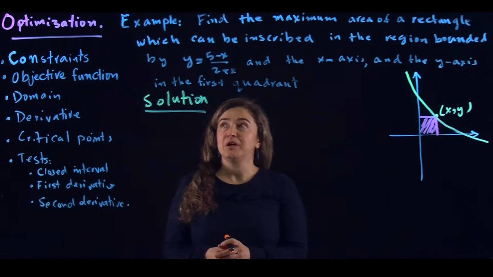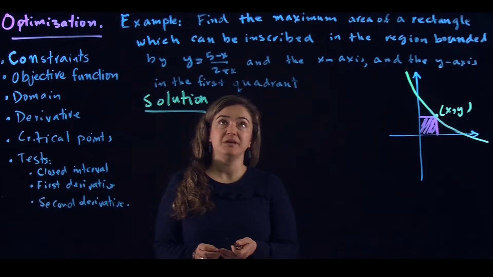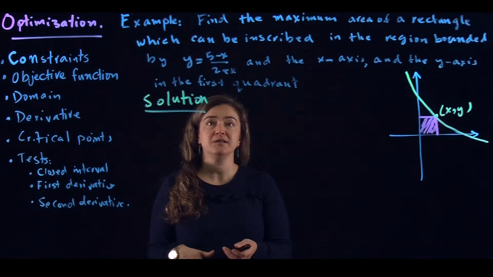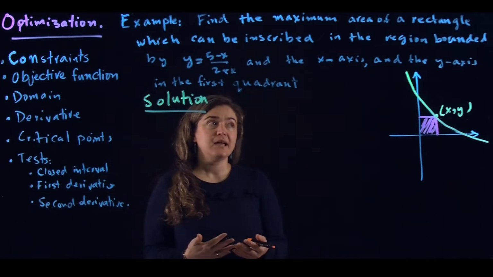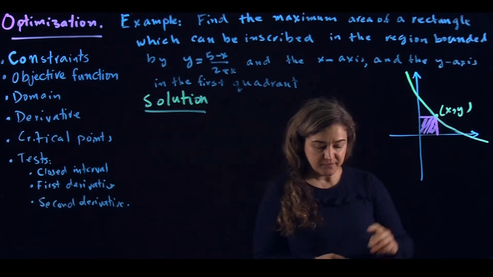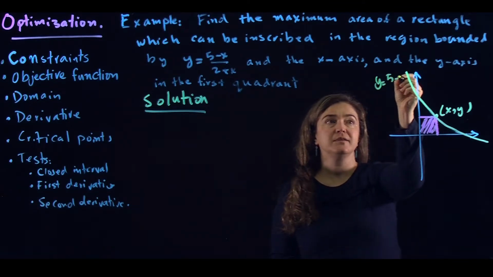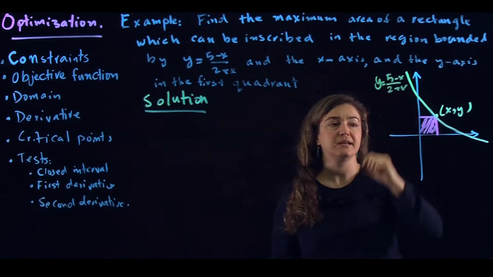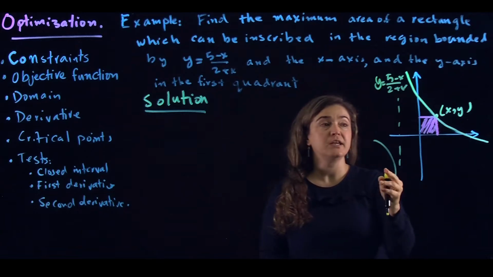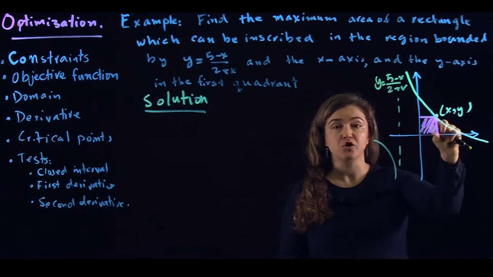We're doing an example on optimization. The example is: find the maximum area of a rectangle which can be inscribed in the region bounded by y equal to (5 minus x) over (2 plus x) and the x-axis and the y-axis in the first quadrant. So if this is the picture, y equal to (5 minus x) over (2 plus x), and it actually has another piece over here. We're just planning to inscribe a rectangle in the first quadrant.